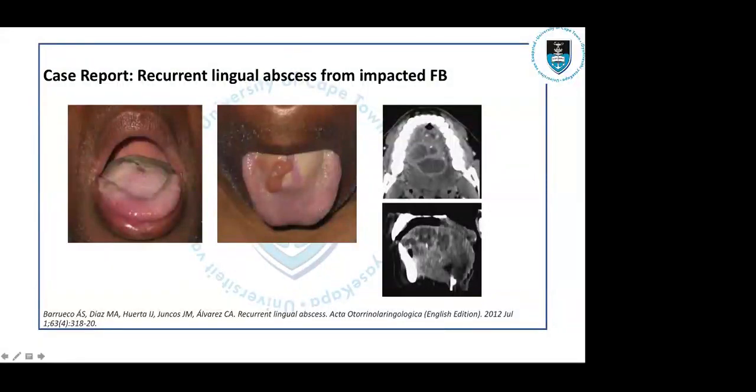CT scan of the oral cavity confirmed the presence of a multi-lobed abscess in the middle third of the tongue related to a foreign body with plastic density. The lingual abscess spontaneously drained through a dorsal dehiscence on the tongue surface. The foreign body was removed through a surgical opening through the spontaneous dorsal dehiscence, and the patient was discharged on oral antibiotics with no reports of recurrence.